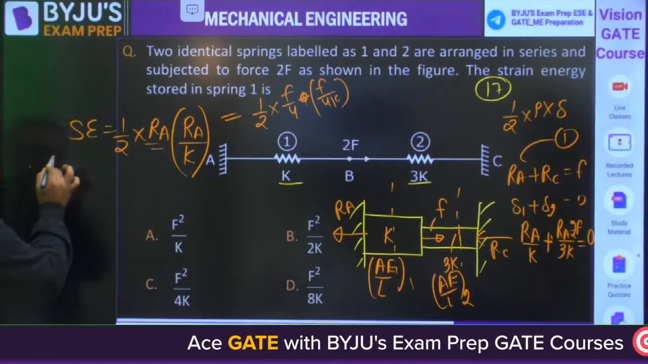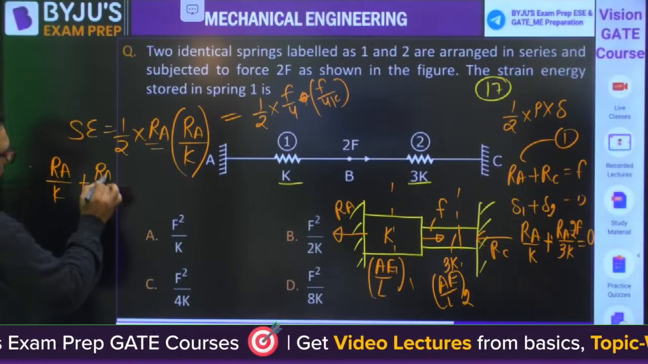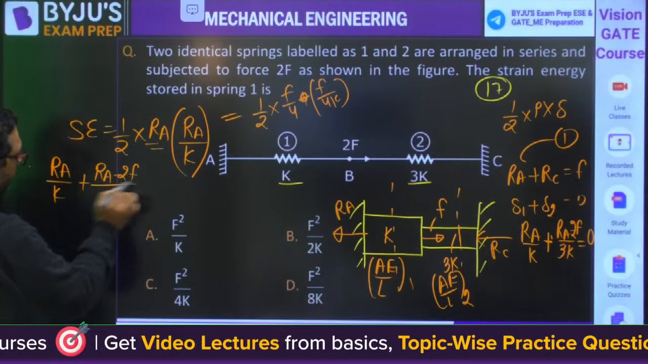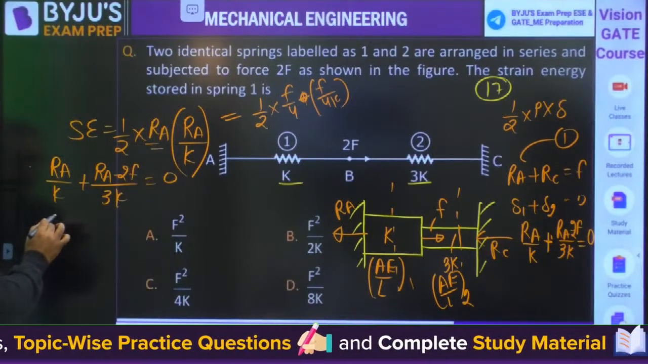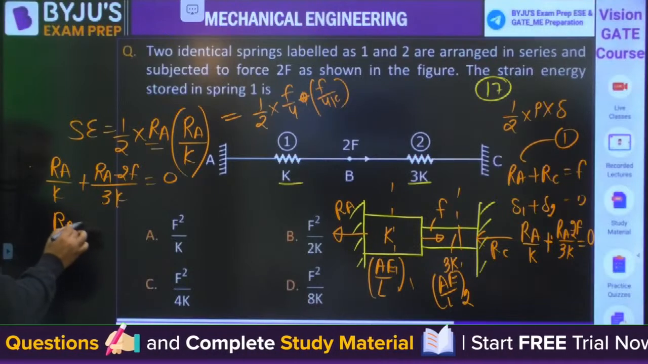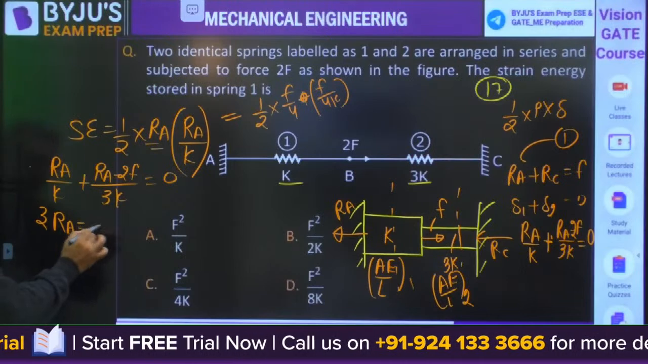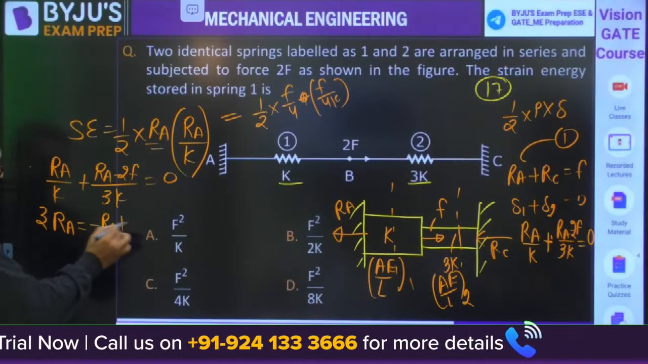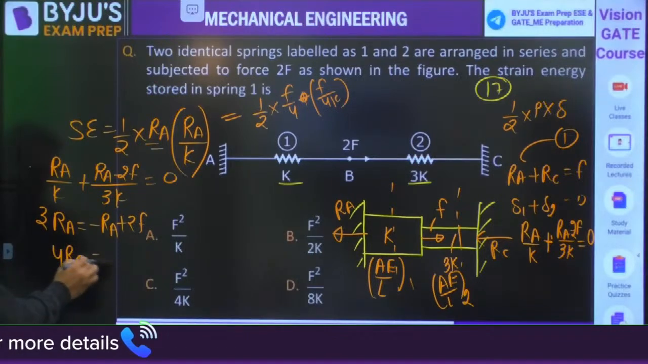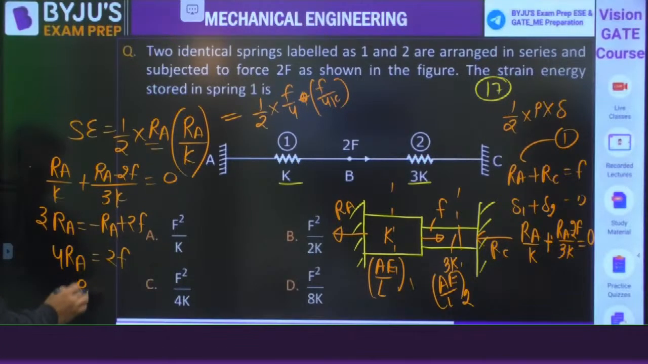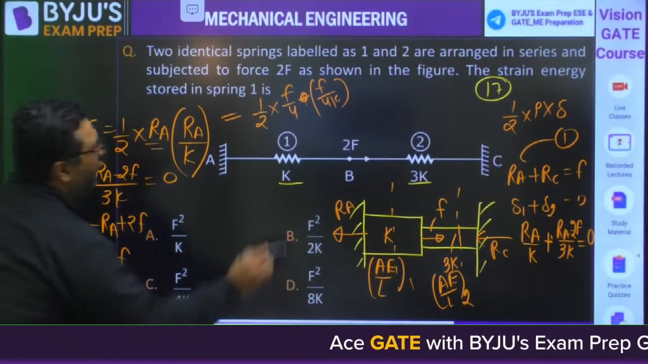So it is going to be RA by K plus RA minus 2F upon 3K is equal to 0. K will be going aside. So you would be getting this 3 times RA, it is going to be minus RA plus 2F. So you will be getting 4 RA equals 2F. RA will be coming out to be F by 2. So then you will be getting F by 2 here.